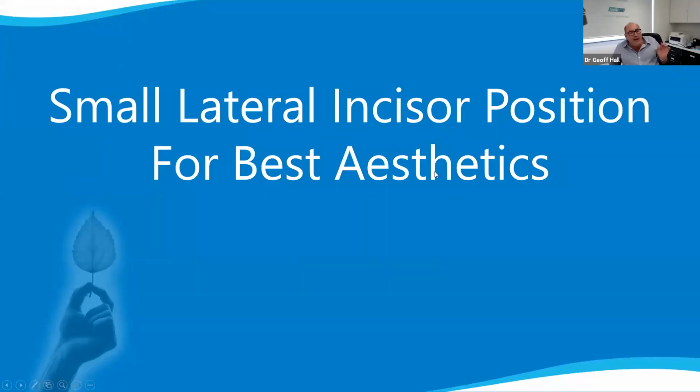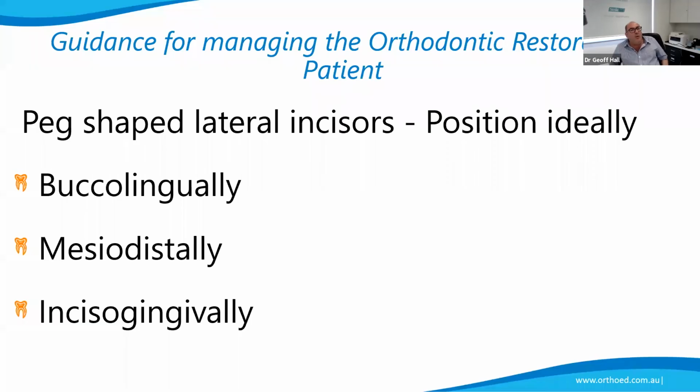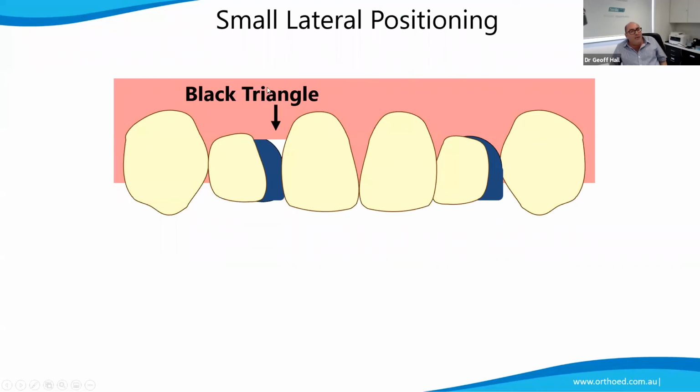So where are we going to position that lateral incisor from an orthodontic point of view to give the patient the best aesthetics? Because everybody would say, well, we're just going to position the lateral incisor in the middle of the space. But we have to look at it from the buccolingual position, the mesiodistal position, the incisogingival position, because as a restorative dentist, you want to do minimal preparation on these small lateral incisors. So we've got to position them ideally. So the first key is, where do we position them mesiodistally?